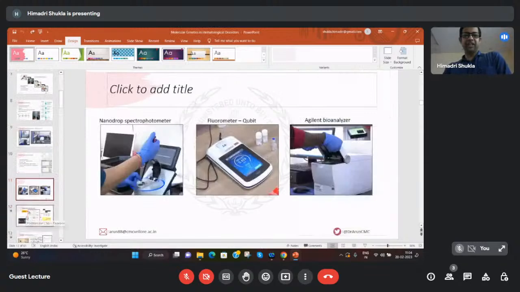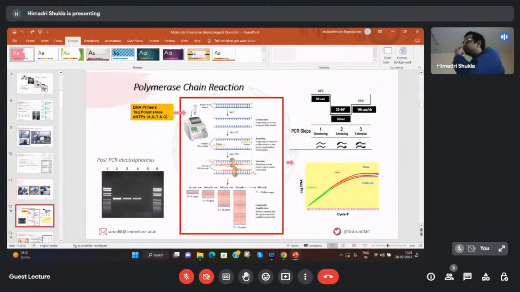So again, different ways by which we assess the quality and quantity. So the next step is a PCR. Now it's okay if you don't understand any of the molecular techniques that I talk about, but it's very important that you understand PCR in detail. So the basic concept of PCR, I hope you're all aware of it.